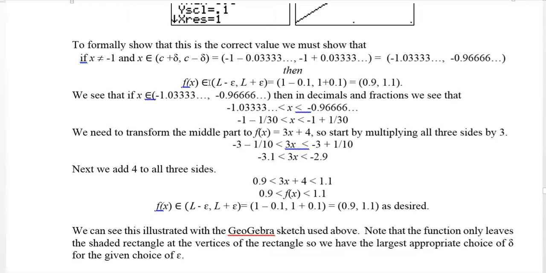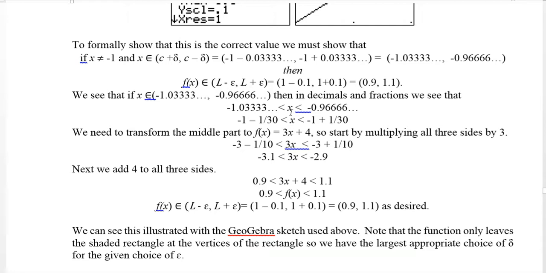Then we want to prove that f of x is between L minus epsilon and L plus epsilon, that is between 0.9 and 1.1. So if c is between here and here, here it is in decimals and fractions. We want x between here and here, but not at -1 itself, which is halfway between these two. So we're going to need to transform this inequality, which is this interval here, to this interval here, which is an inequality that will have f of x in the middle. We have to change x to f of x. So f of x is 3x plus 4. Let's see if we can do that.